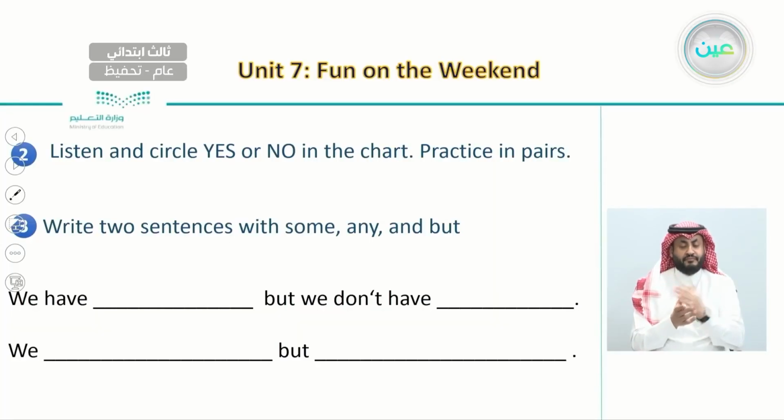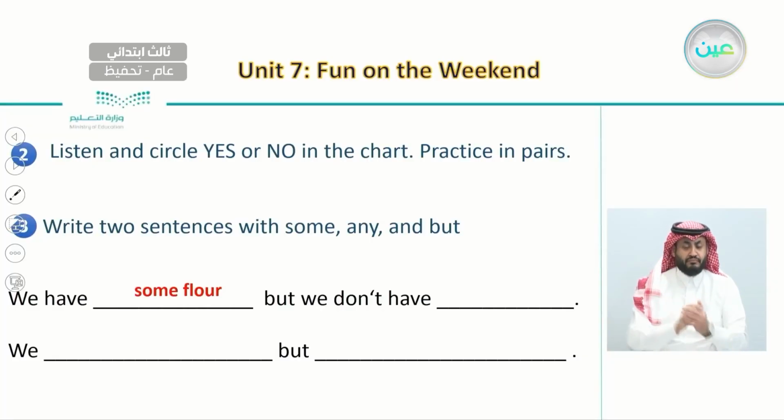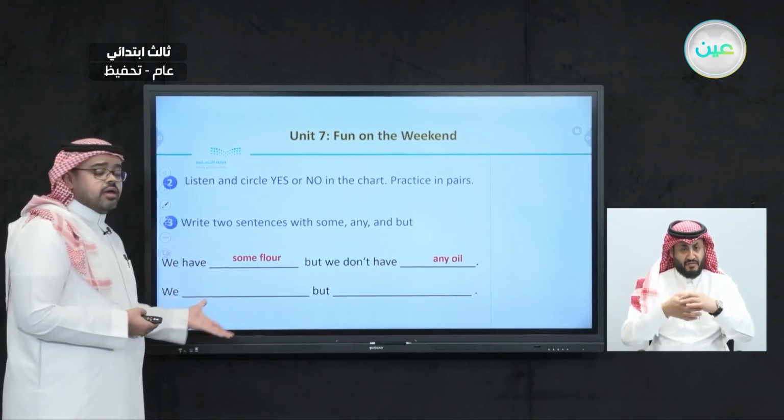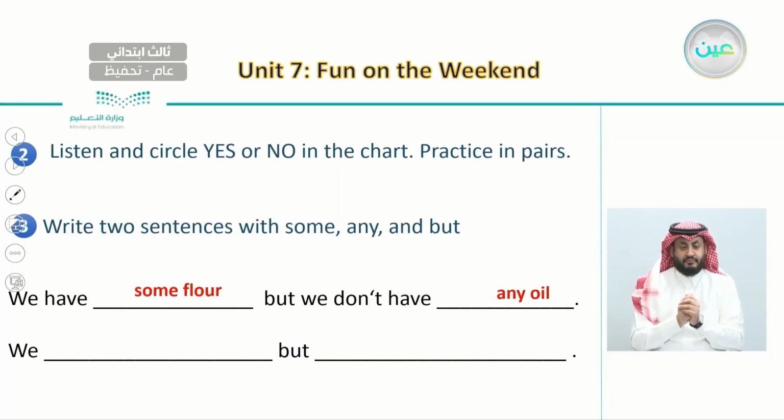Now let us move on to number 3. Here what I would like you to do is to write 2 sentences with some, any, and, but. So here we did listen to the conversation when the woman said that we have some flour, but we don't have any oil. So what I would like you to do is that when you practice this table with your partner, is to write down sentences like this. For example, you may say that we have peppers, but we don't have any oil. Or we have some tomatoes, but we don't have any flour.